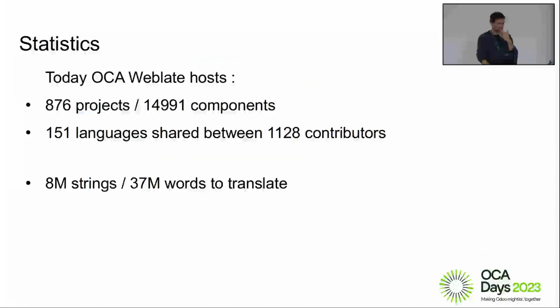Some statistics. So today there are 876 projects and around 15,000 components in Weblate, and there are 151 languages. And the important thing here is that there are 8 million strings to be translated. So it's quite a lot, and I've been discussing over the last few weeks with Weblate people, and they say their biggest projects, which are Ubuntu and LibreOffice, don't have so many terms. So we have a lot of terms to be translated.